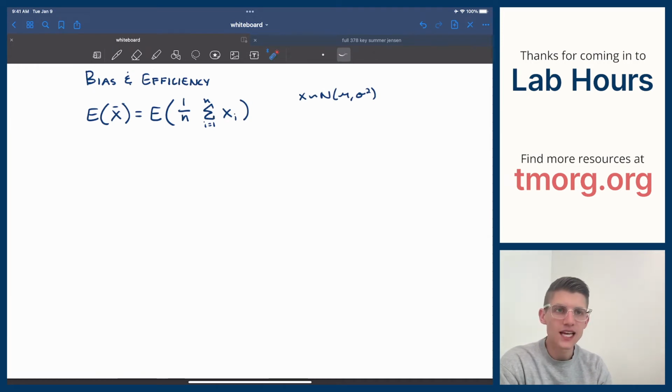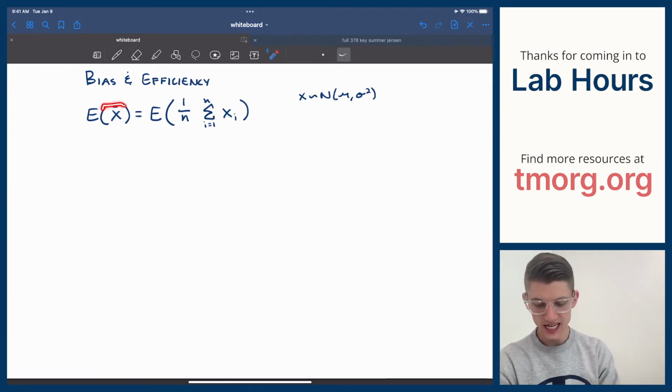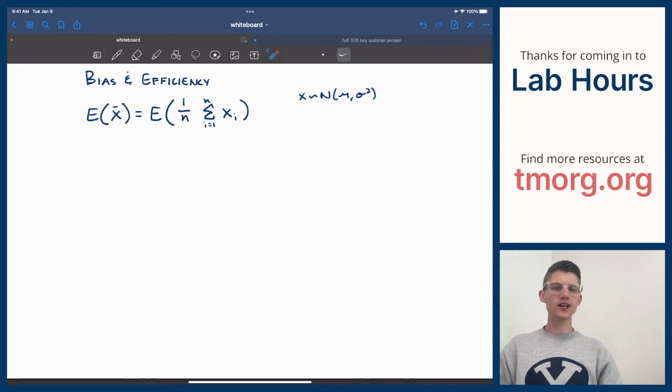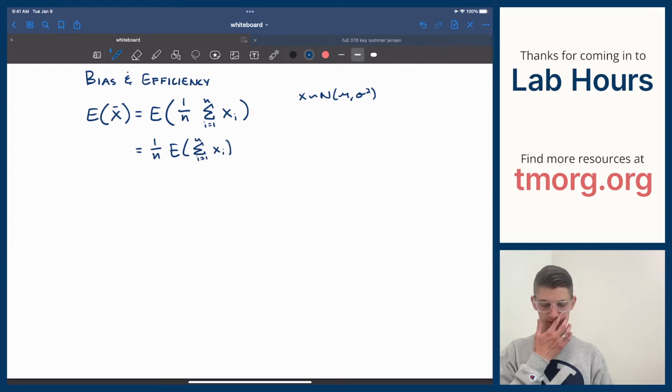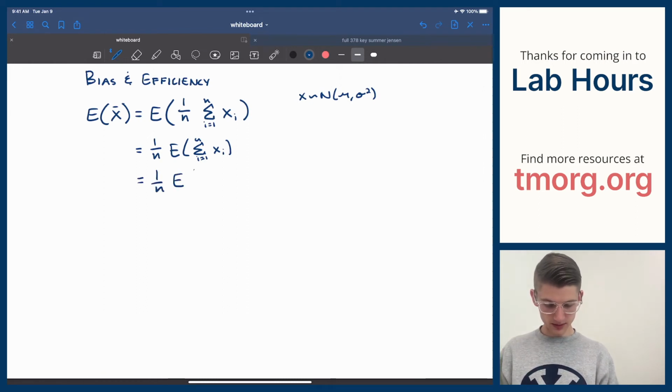Well, n looks like a variable right now, but as soon as I decide to get an x bar, I'm going to have to set an n, and it will become constant, right? So let's pull it out. 1 over n times the expected value of the sum from i equals 1 to n of xi. What is that actually going to look like? That's the same as saying 1 over n times the expected value of x1 plus x2 plus x3 plus ... until I get to my xn.